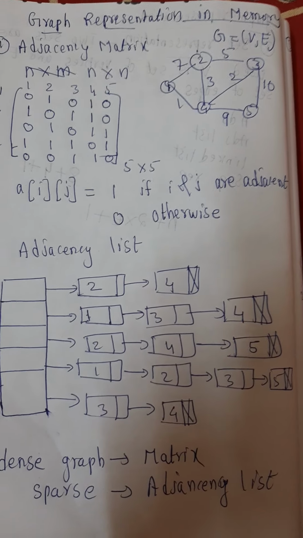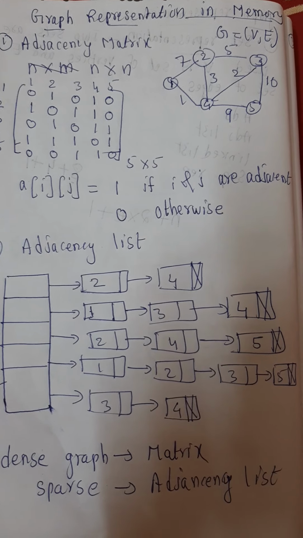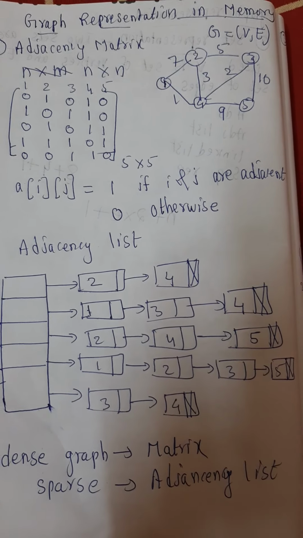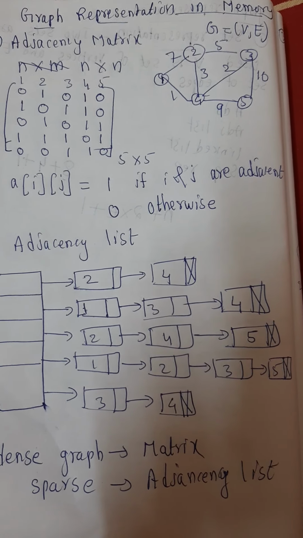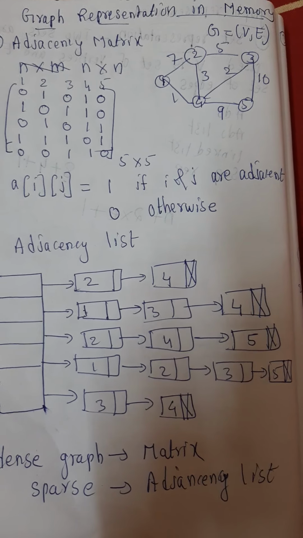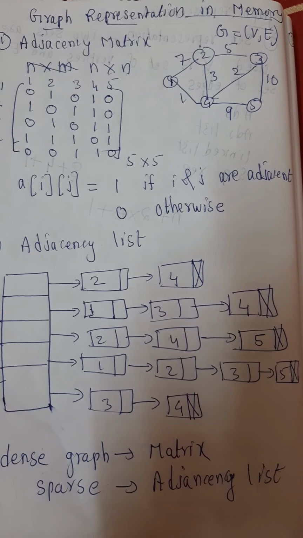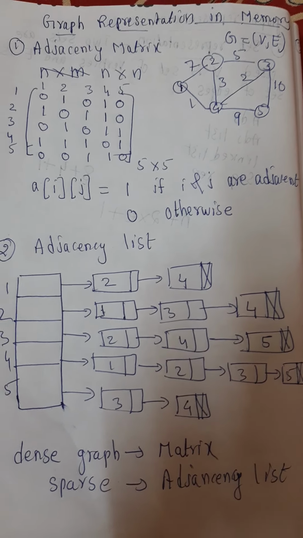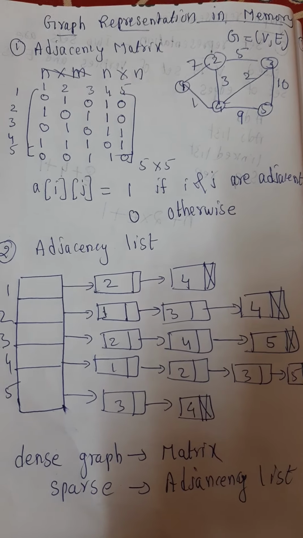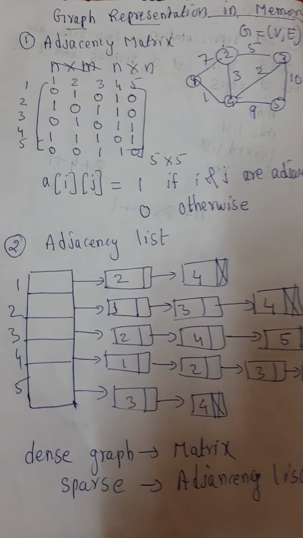Hi guys, today we'll see the graphical representation in memory. So we have seen what is meant by a graph and what are the different types of graphs we have seen. Now the next concept we will see is how the graph can be represented in the memory. A graph can be represented in memory in different ways. The first one we will see is the adjacency matrix.